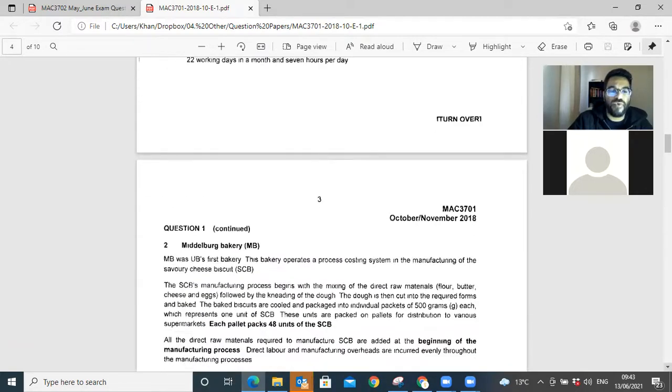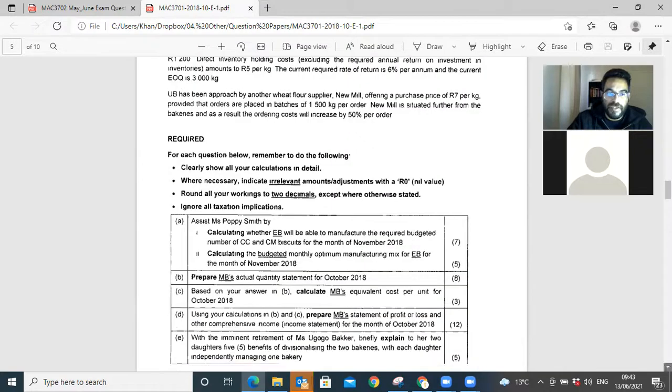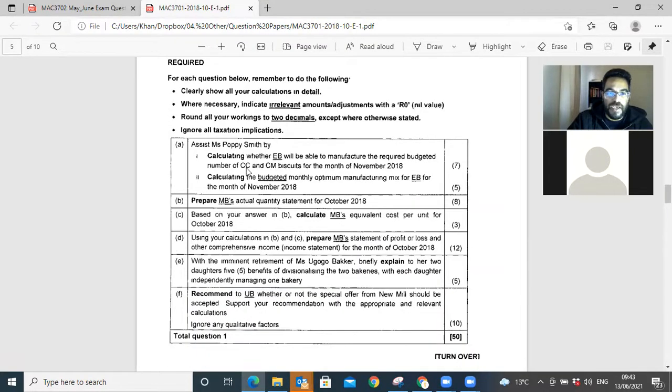Okay, we will come back to middle bidder. Let's go to the required. So you can see part A dealt with EB. We will read MB afterwards to deal with B, C, and D. Okay, so if you have a look at Ms. Poppy, they say calculate whether EB will be able to manufacture the required budgeted number of CC biscuits for the month of November.